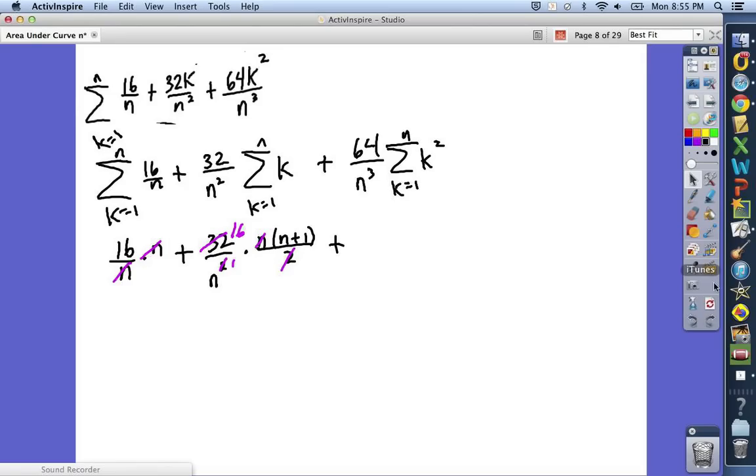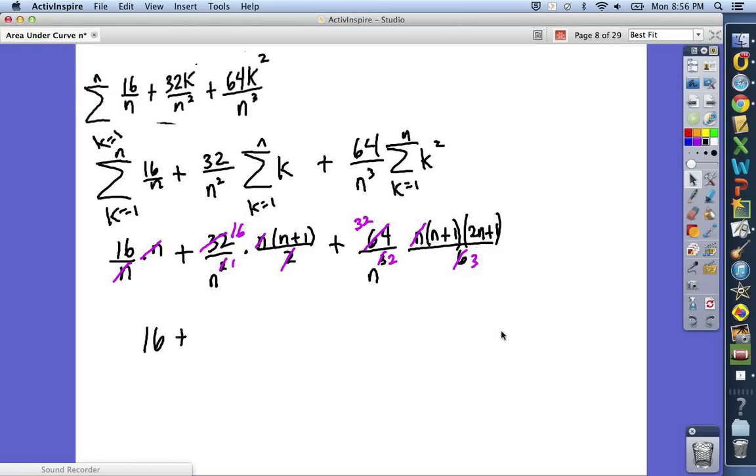And the formula for k squared, of course, is n times n plus 1 times 2n plus 1 over 6. You still have that times the 64 over n to the third. Canceling the 64 with the 6 gives you 32 over 3. The n to the third becomes n to the second. The n cancels out as well.